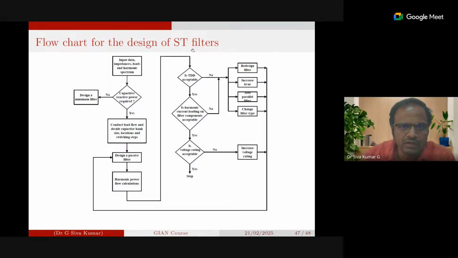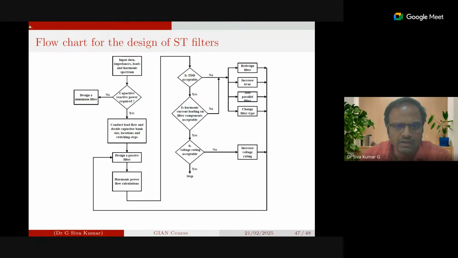If you want to design a single tuned filter, or any kind of filter, we need to thoroughly understand the nature of the loads in your microgrid, and the harmonic spectrum at the point of common coupling. With that, we can understand what the dominant harmonic is and how much capacitive reactive power is required in the microgrid.